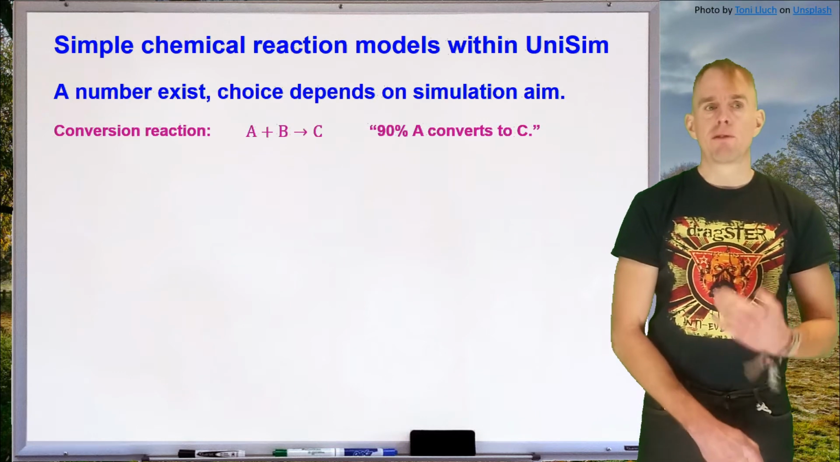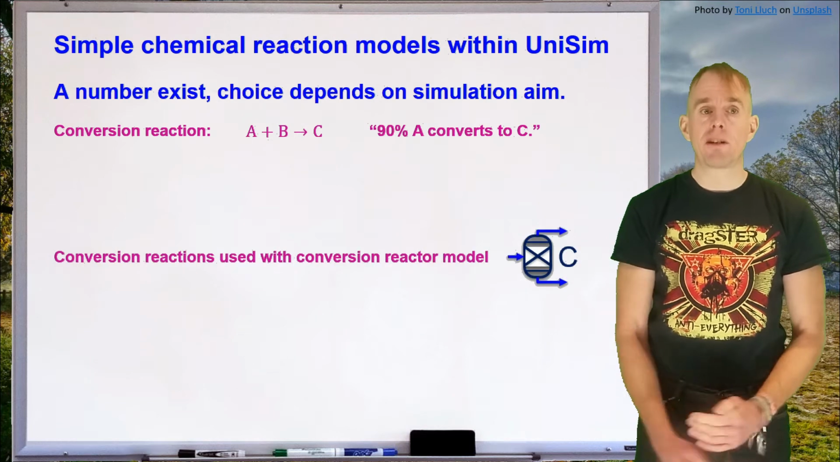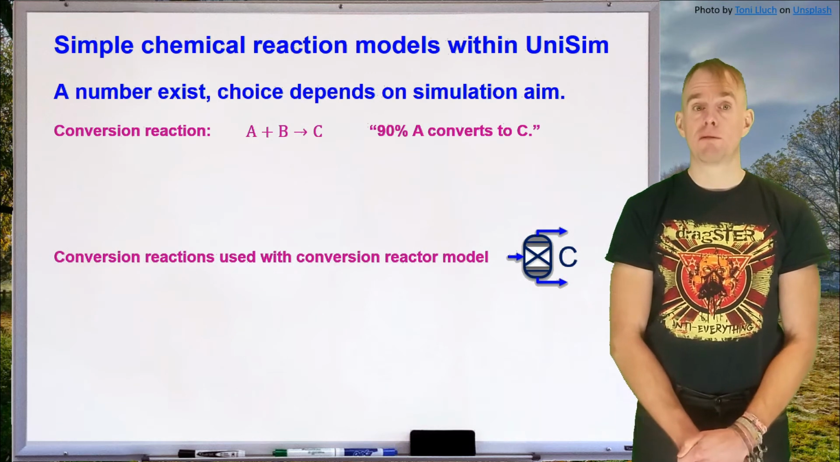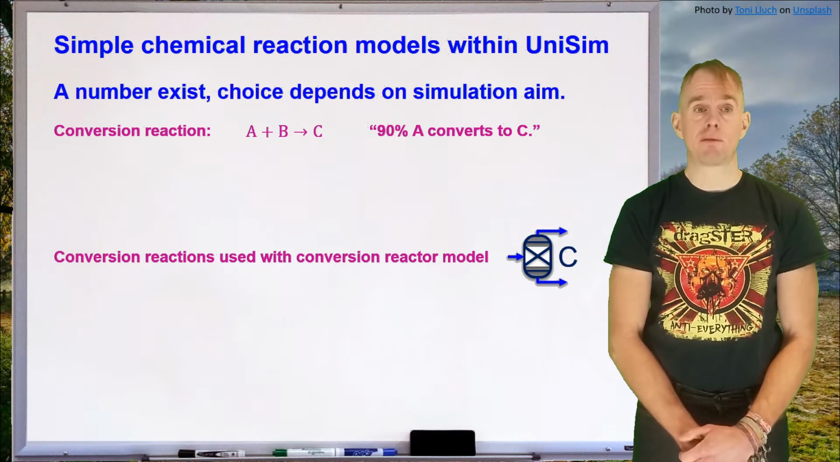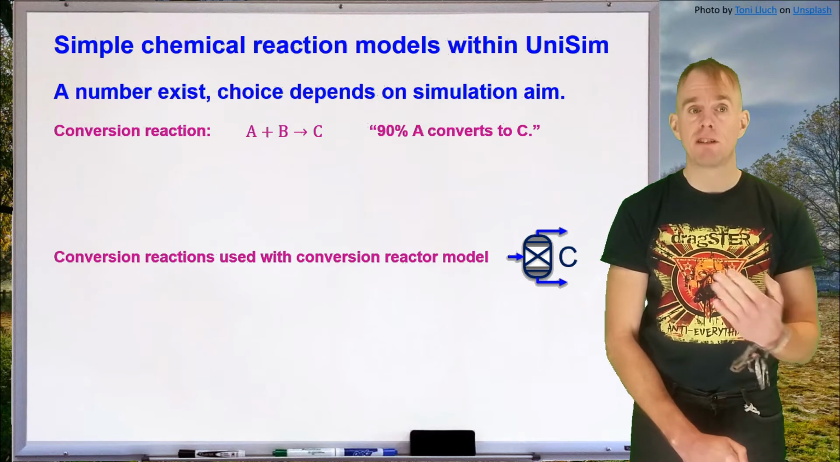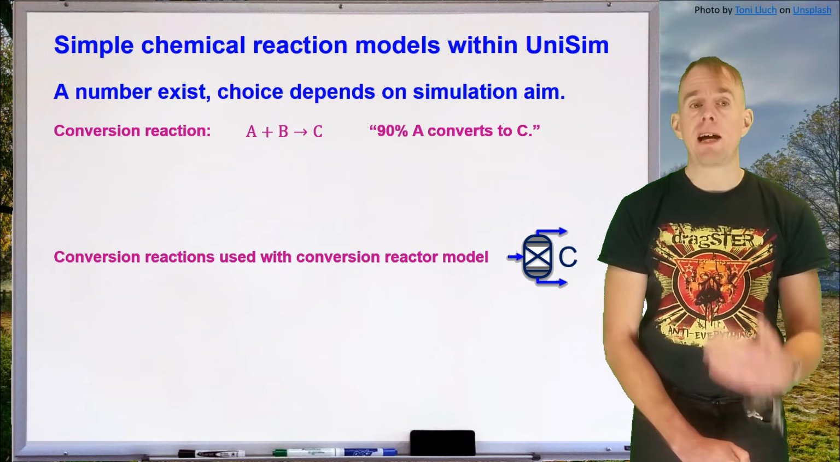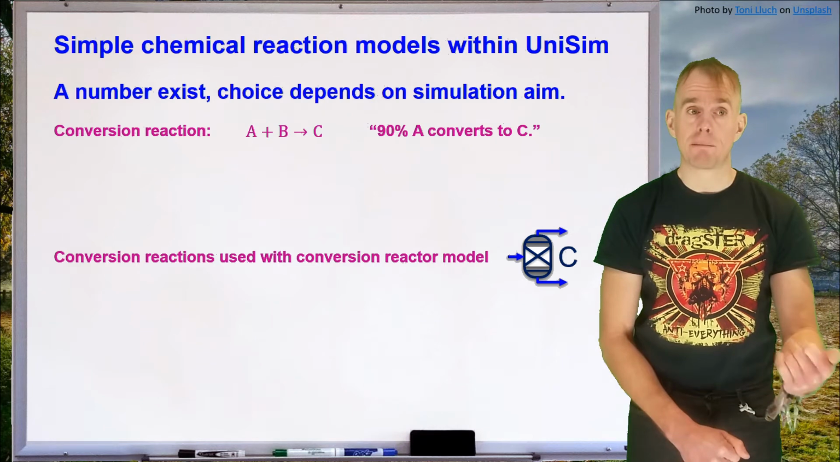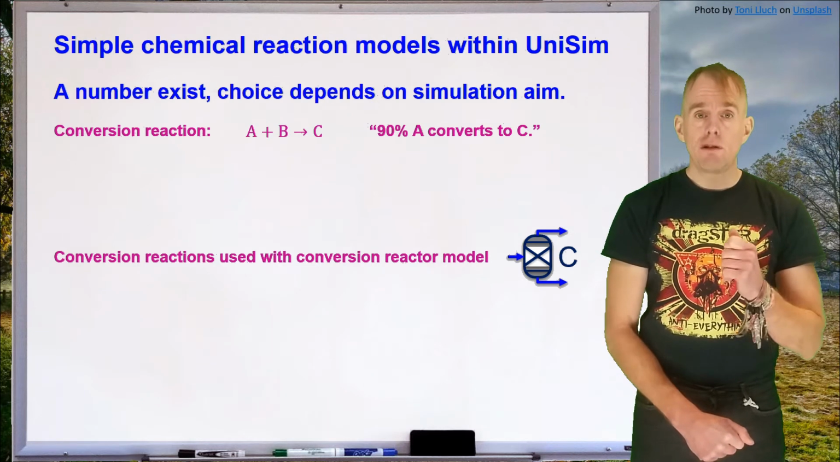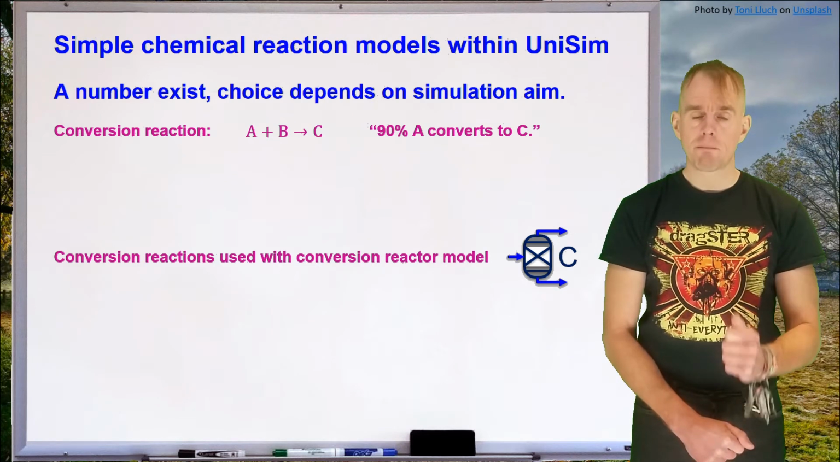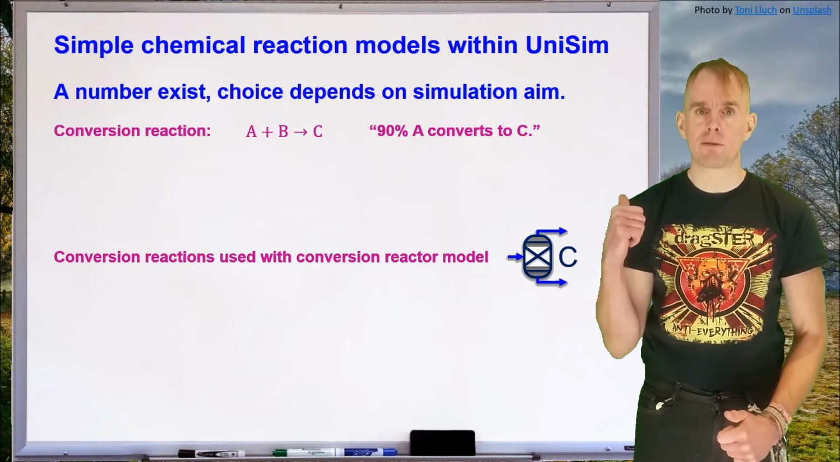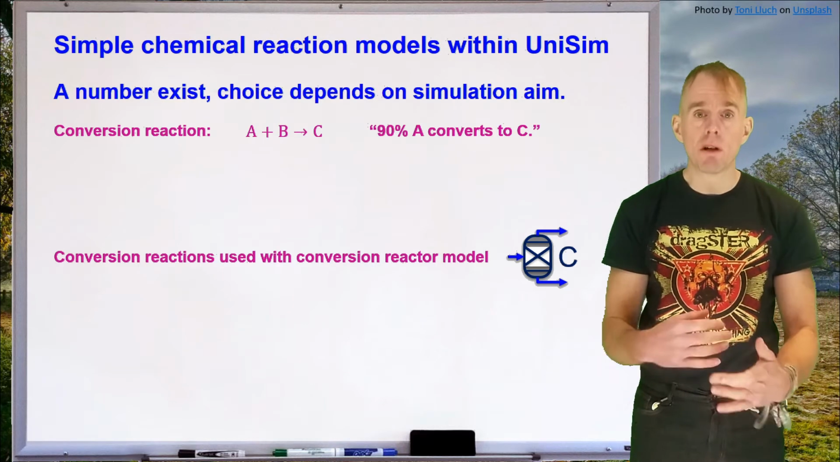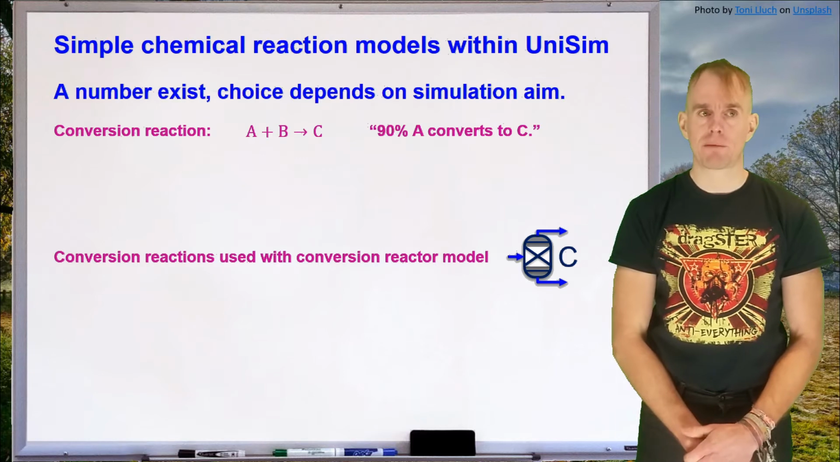Now, if you're looking for flowsheet development, you will find the simplest chemical reaction of the lot is something called a conversion reaction. This basically says, well, if I've got A reacting with B converting to C, 90% of A converts to C, for example. If you specify a conversion reaction, it has to be used with a conversion reactor. It won't work with any of the other reactor models.